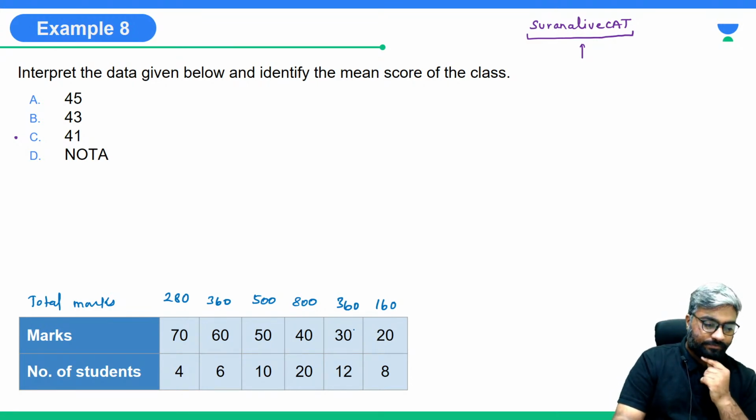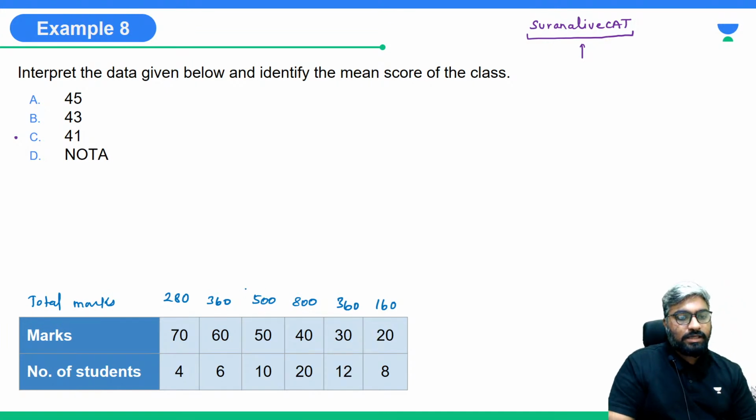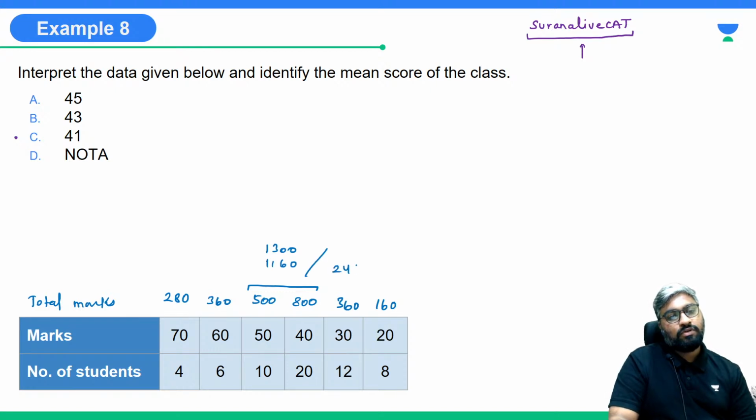So here look at this. This is 1300. Here you can call this as 36 plus 16 is 42, 52. 52 plus 28 is 80. So this is 800. 800 plus 360 is 1160. So we have 1300 plus 1160, that is 2460.